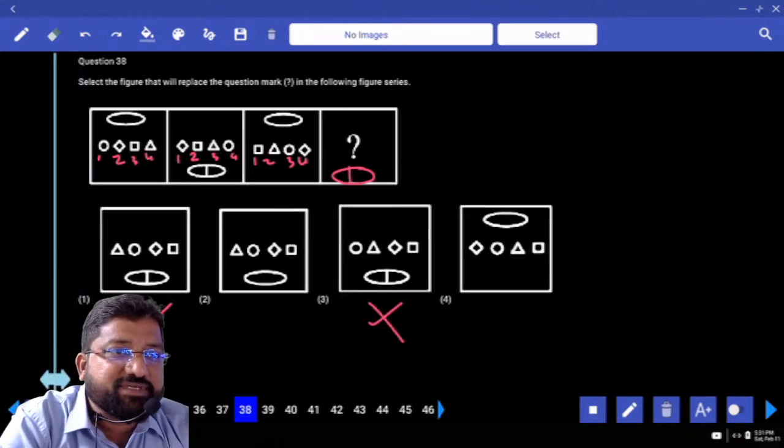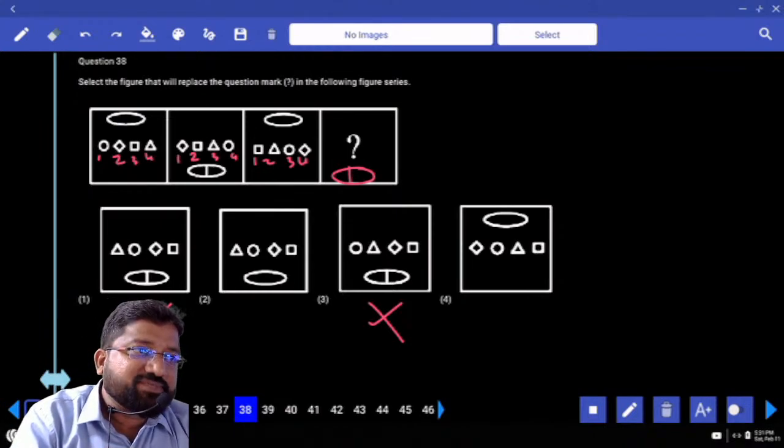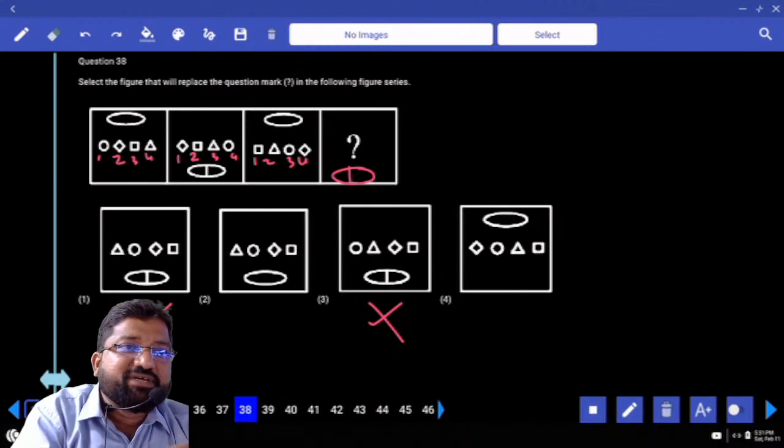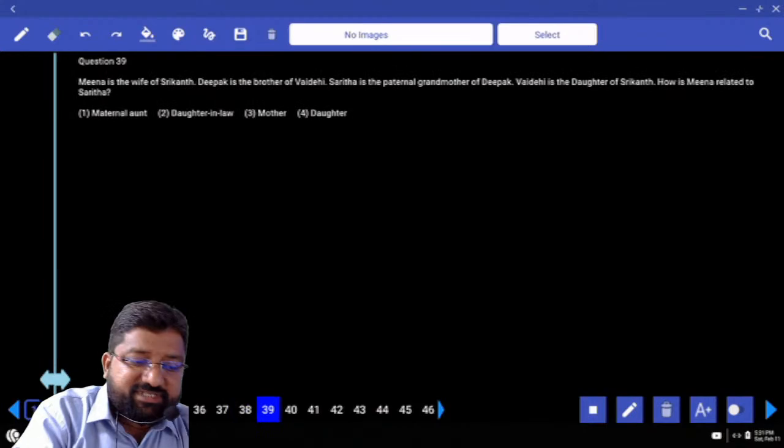This is how you guess it. Because I'm not getting any new symbol, I'm getting only the old ones. I'll just see the pattern in which they are being shifted. Clear? Question 39.